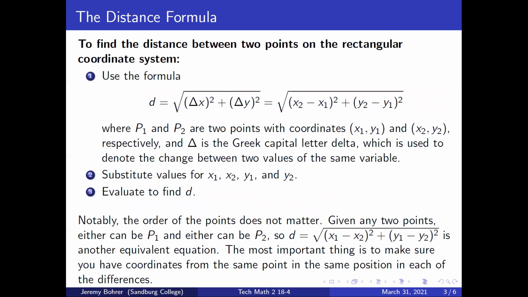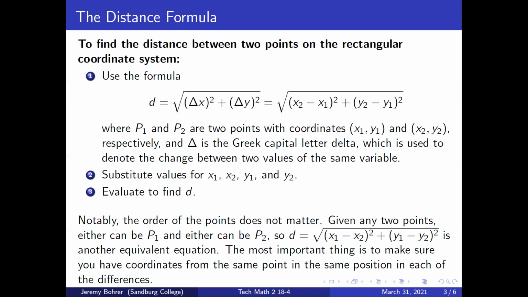To find the distance between 2 points on the rectangular coordinate system, use the formula d equals the square root of delta x squared plus delta y squared, which is equal to the square root of x2 minus x1 squared plus y2 minus y1 squared, where P1 and P2 are 2 points with coordinates x1, y1, and x2, y2, respectively. And delta is the Greek capital letter delta, which is used to denote the change between two values of the same variable.